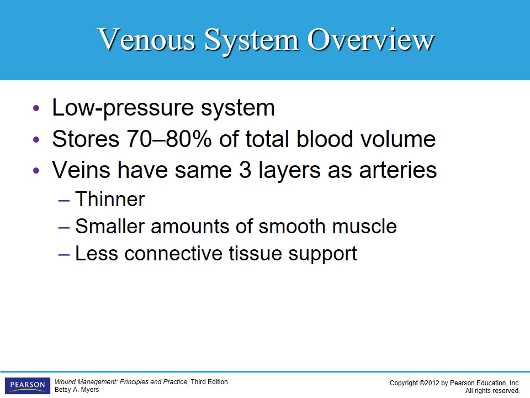The venous system, though, does store 70 to 80% of the total blood volume. So at any given time, there's only 20 to 30% running through the arterial system, because the arterial system, as you guys remember, has a muscular layer. The venous system does not have a muscular layer. There is not a propulsion to the blood going through the venous system. The veins do have the same 3 layers as the artery, but with smaller amounts of smooth muscle. It is very much thinner, and it has less connective tissue support. So that smaller amount of smooth muscle does not create the force that you get with the arterial system or the arteries.